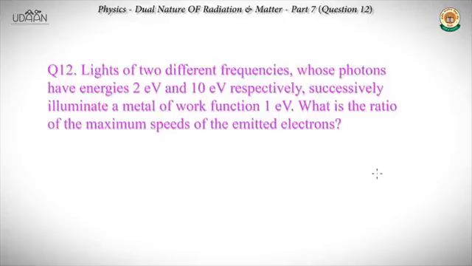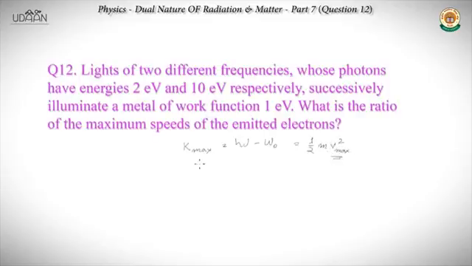Before the maximum speeds, we have a ready-made formula for the maximum kinetic energy: h nu minus work function. So we have K max equals h nu minus W naught, which is the work function, and it is equal to half m v max square.